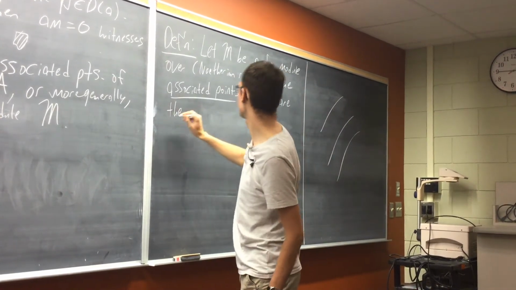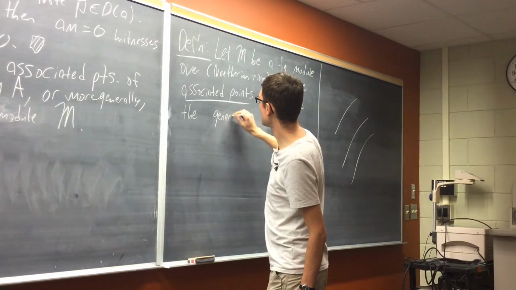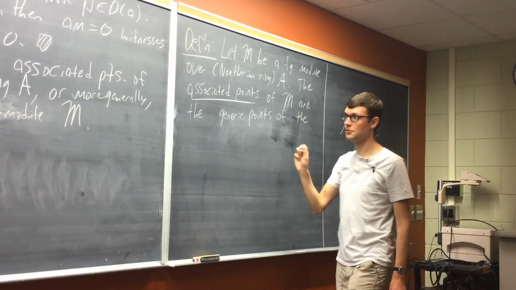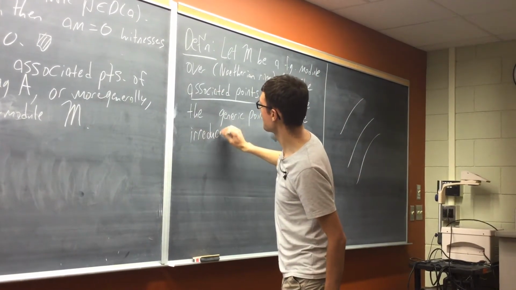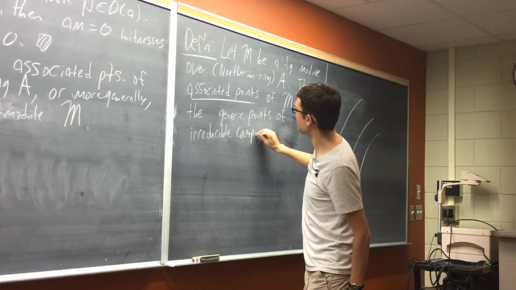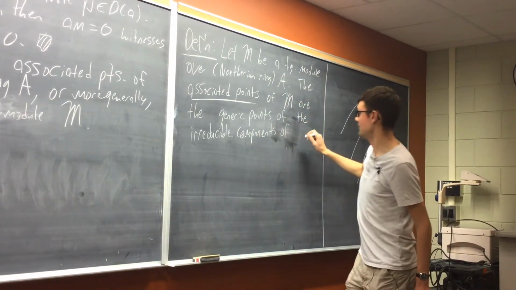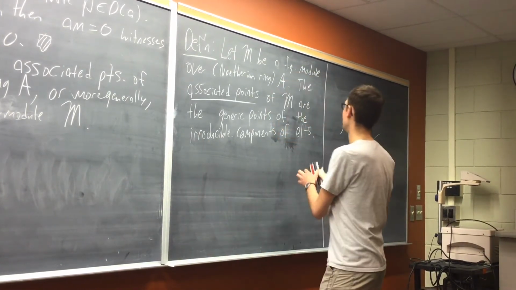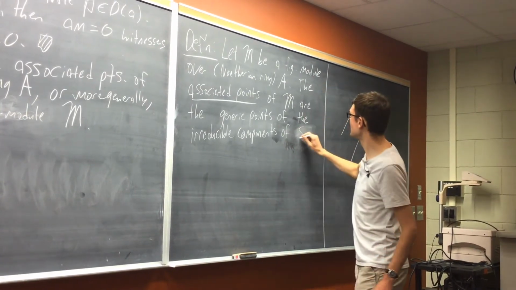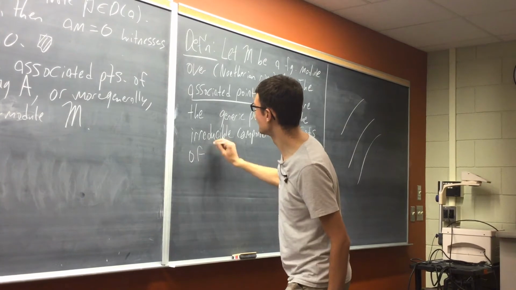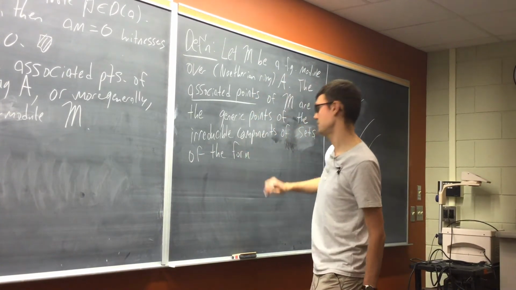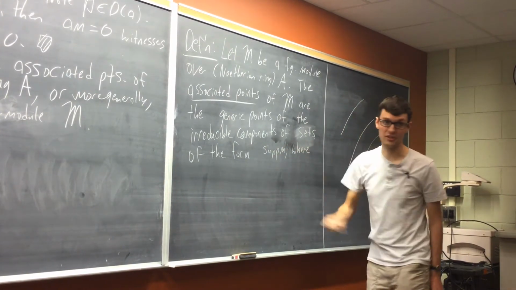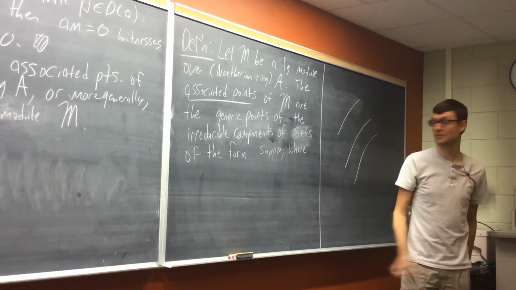are the generic points of the irreducible components of sets of the form Supp(m). Or I'm going to let m range over everything in the module.